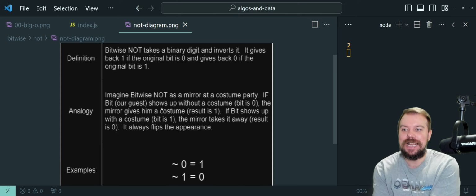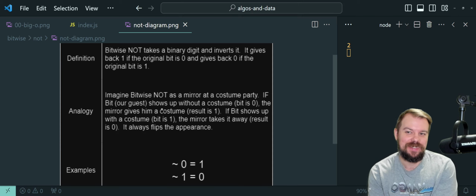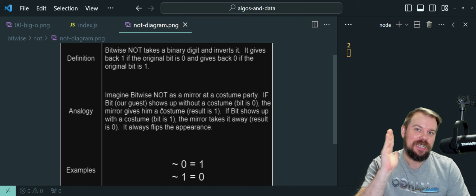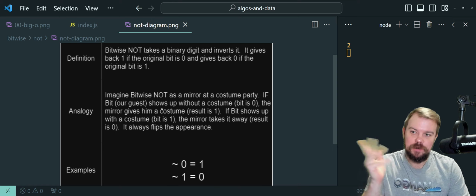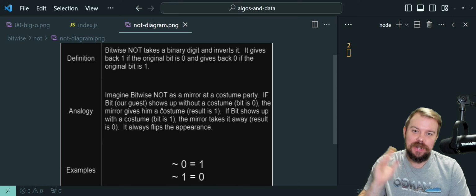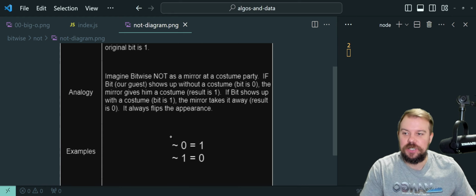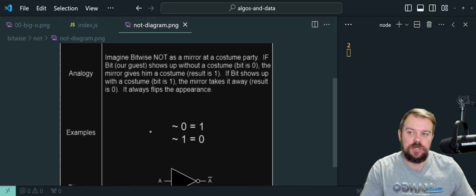So, bitwise not, the tilde, not the title of whatever you just saw, ignore that, takes a binary digit and simply inverts it. It gives back 1 if the bit is 0, and it gives back 0 if the original bit is 1. Simple and straightforward. I think the analogy is actually overkill, but nevertheless, analogies are always good.